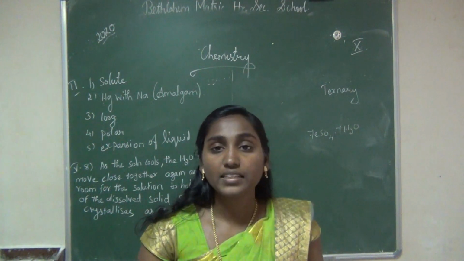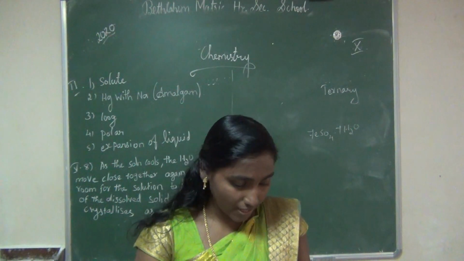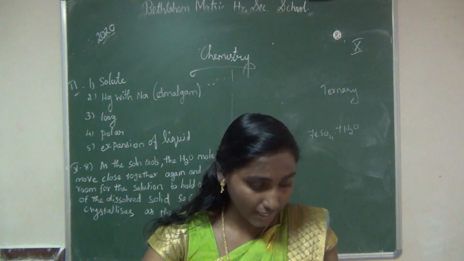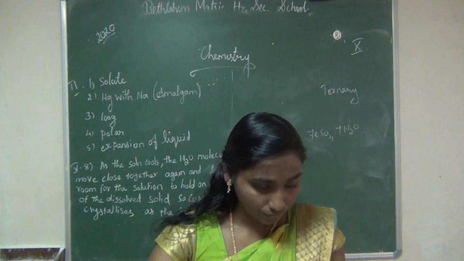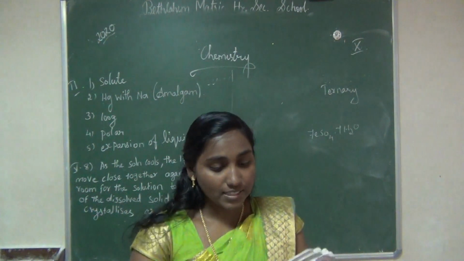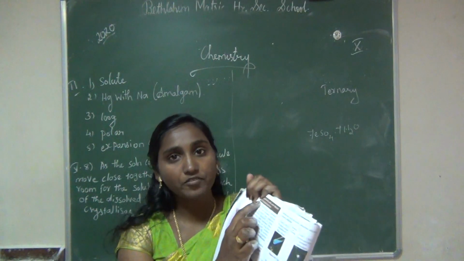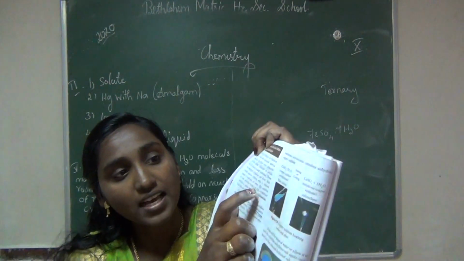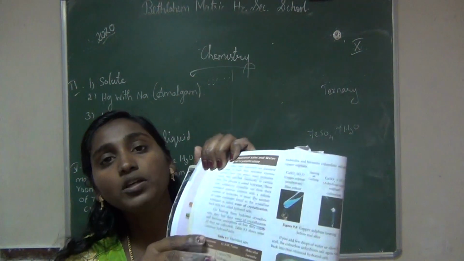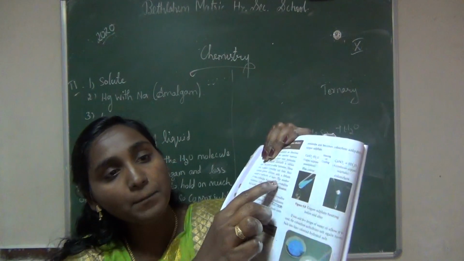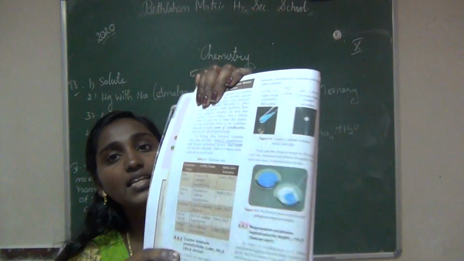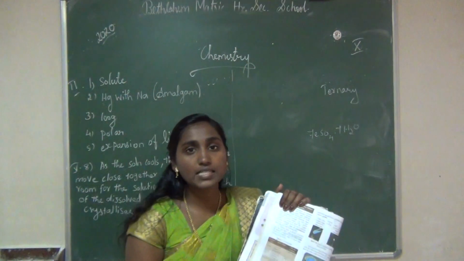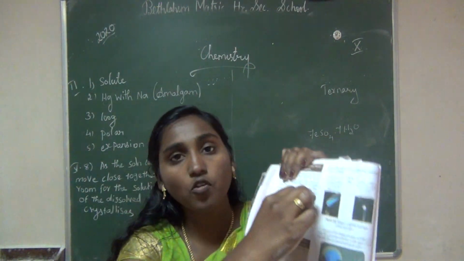Then seventh one, define hydrated salt. Seventh one answer, page number 130. See the first paragraph, hydrated salt and water of crystallization heading, under that paragraph, start from the 8th line: the number of water molecules found in crystalline substance is called water of crystallization. Such salts are called as hydrated salts. This much only, these 4 lines, mark it.